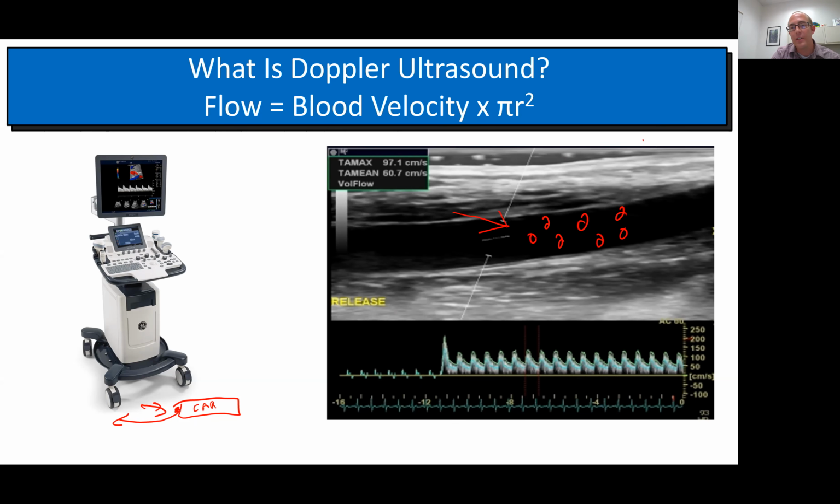So in Doppler ultrasound, we're sending sound waves to bounce off of these red blood cells. But the thing is, these red blood cells are moving. So they bounce off and then it comes back to the transducer. And how quickly they come back tells us how fast the blood flow is moving.